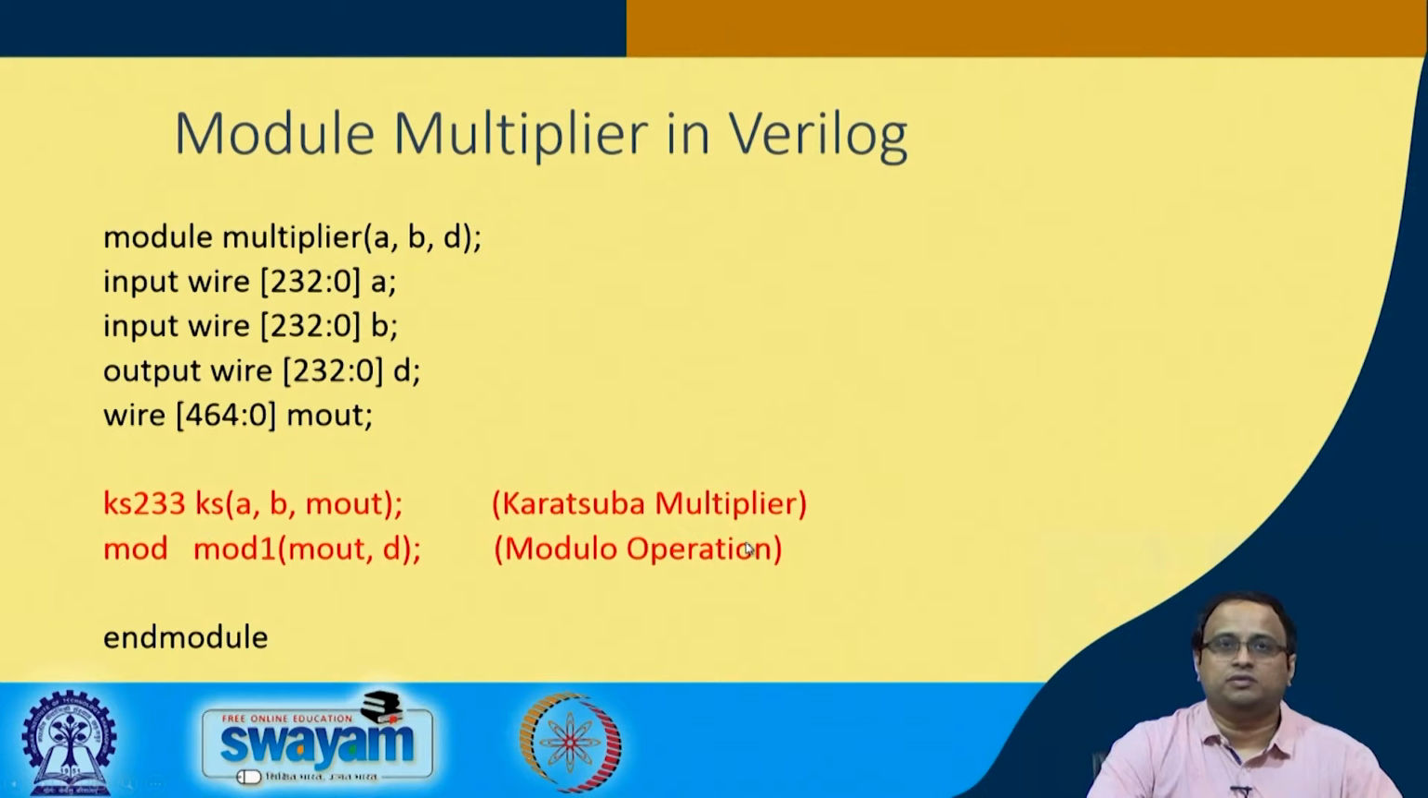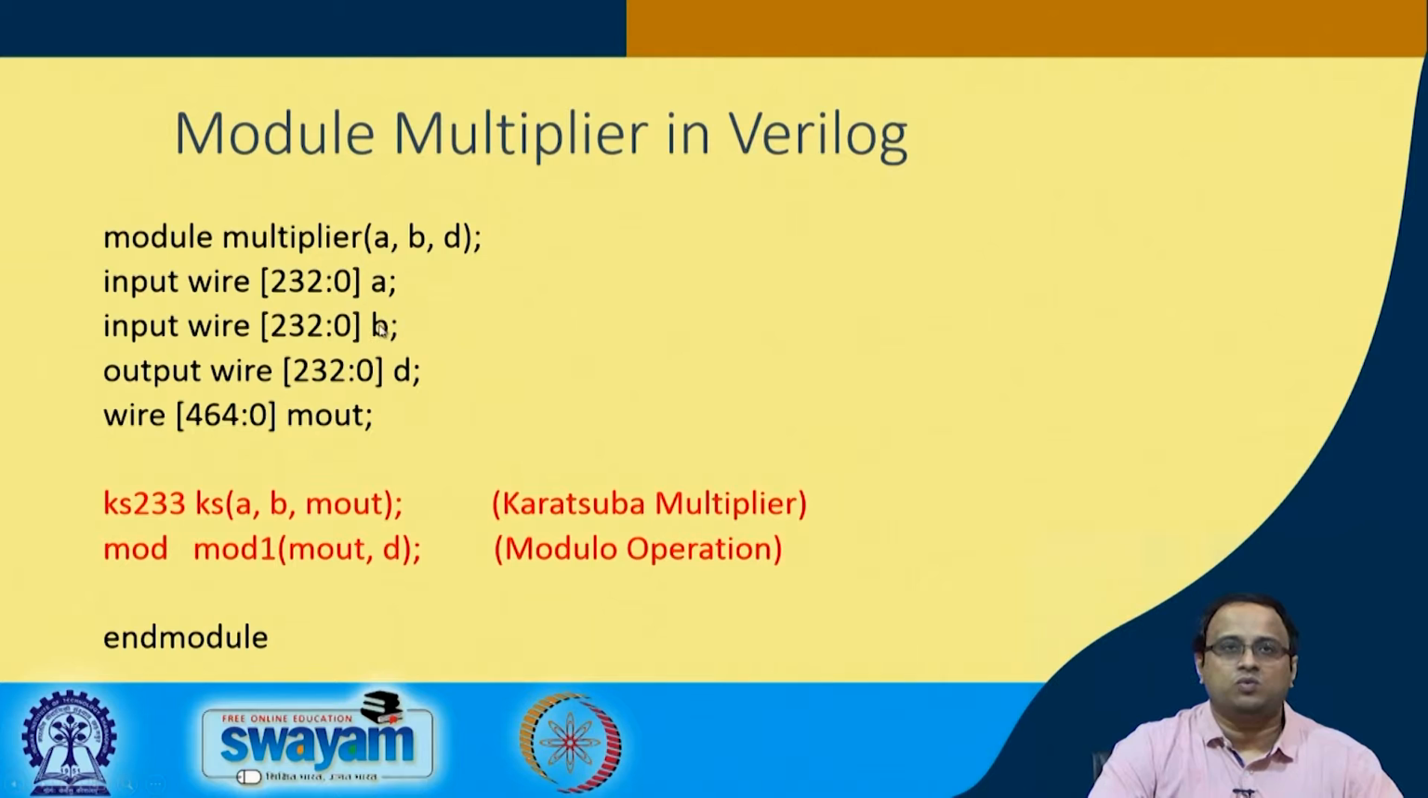I will take an example from a Verilog program, the Verilog hardware description language or HDL, and we will discuss how to implement a Karatsuba multiplier in hardware. It is a combinatorial block. I have two inputs of 233 bits, because A and B are both GF(2^233) elements. The final result is D, which is again in the field, so the result is also 233 bits.